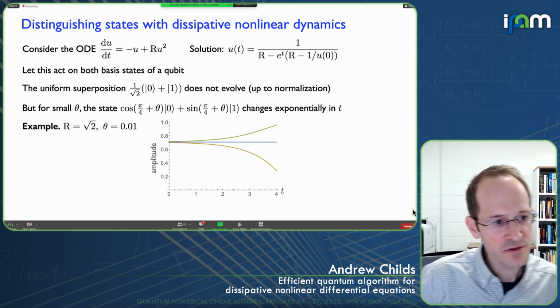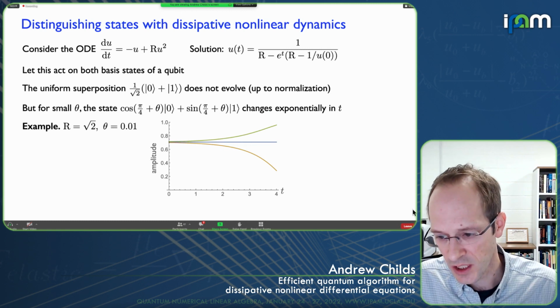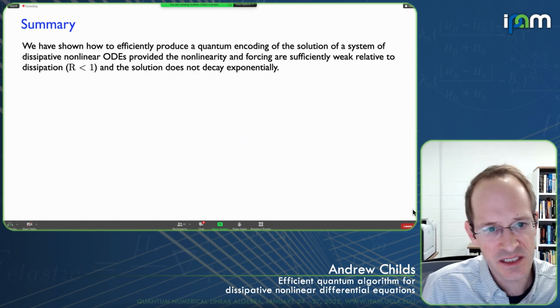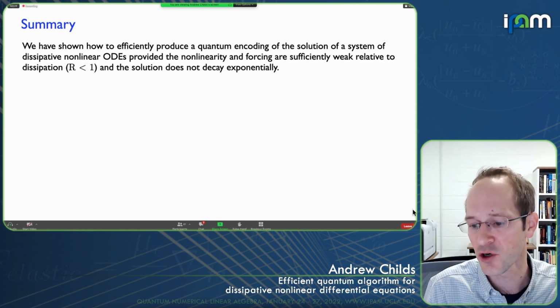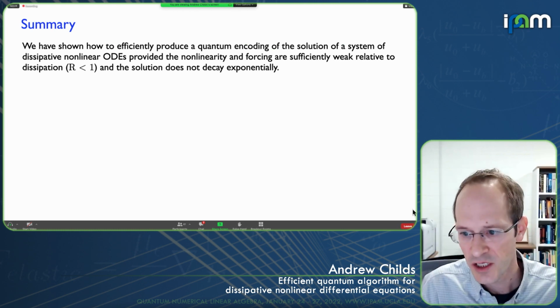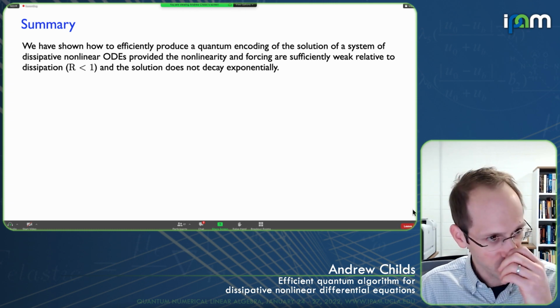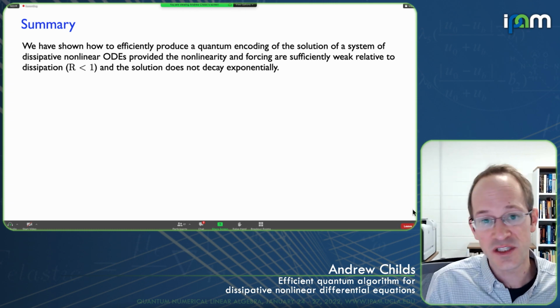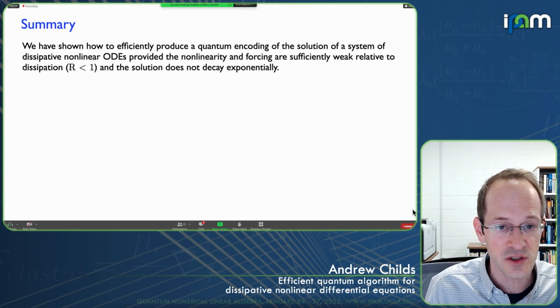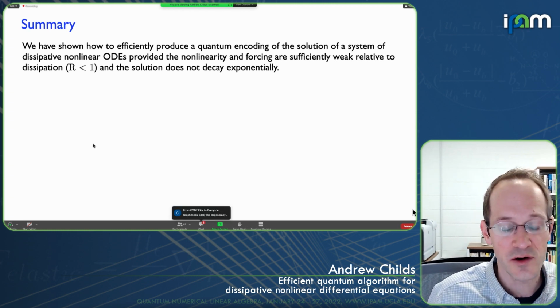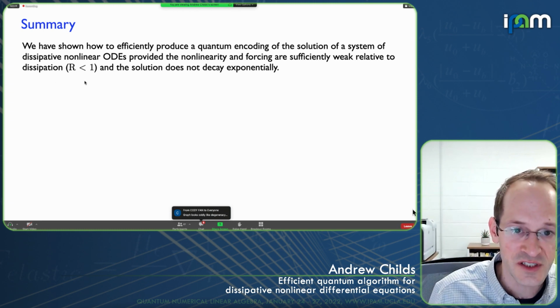Okay, so those are sort of the main results. So maybe I should summarize the main things that we've seen and just talk very briefly about some open questions. In this work we've shown how to efficiently produce a quantum state that encodes the solution of a system of nonlinear differential equations in a certain regime, in this regime where this parameter R is not too large.